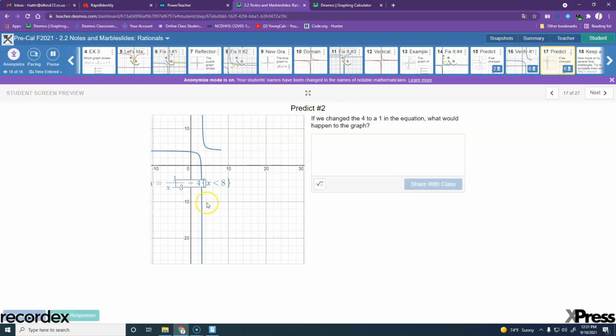All right. Try this next one. This equation, I don't know why the box did something weird there, but it should be in a box. That should be y equals 1 over x minus 3 plus 4, and then x is less than 8. What's going to happen if we change the 4 to a 1 in the graph? So tell me what would happen there.